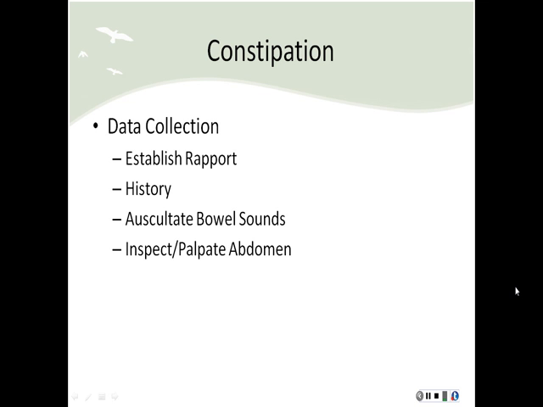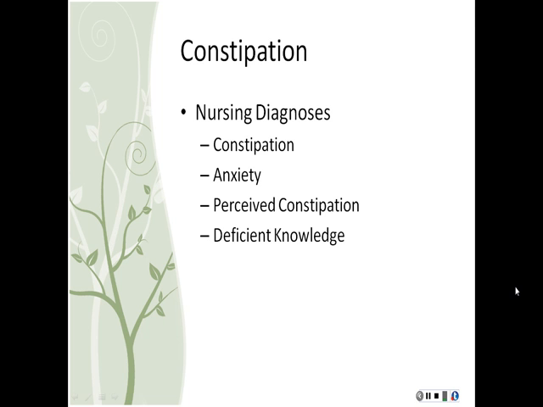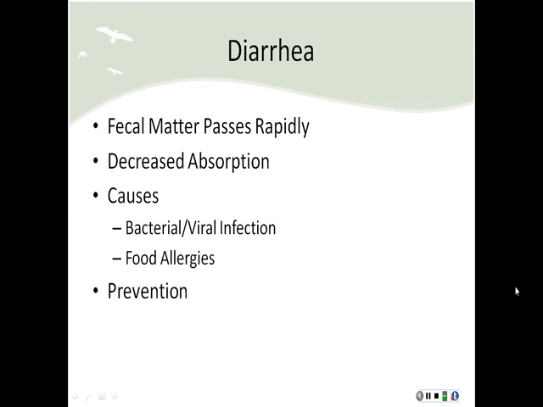You want to look at the abdomen and listen to the bowel sounds, and then palpate for any masses or tenderness. Then you want to inspect the perianal area for any fissures or hemorrhoids or any type of irritation as well. Nursing diagnoses include constipation related to irregular defecation habits, certainly anxiety related to pain or stool incontinence, deficient knowledge related to practices or strategies to prevent constipation.